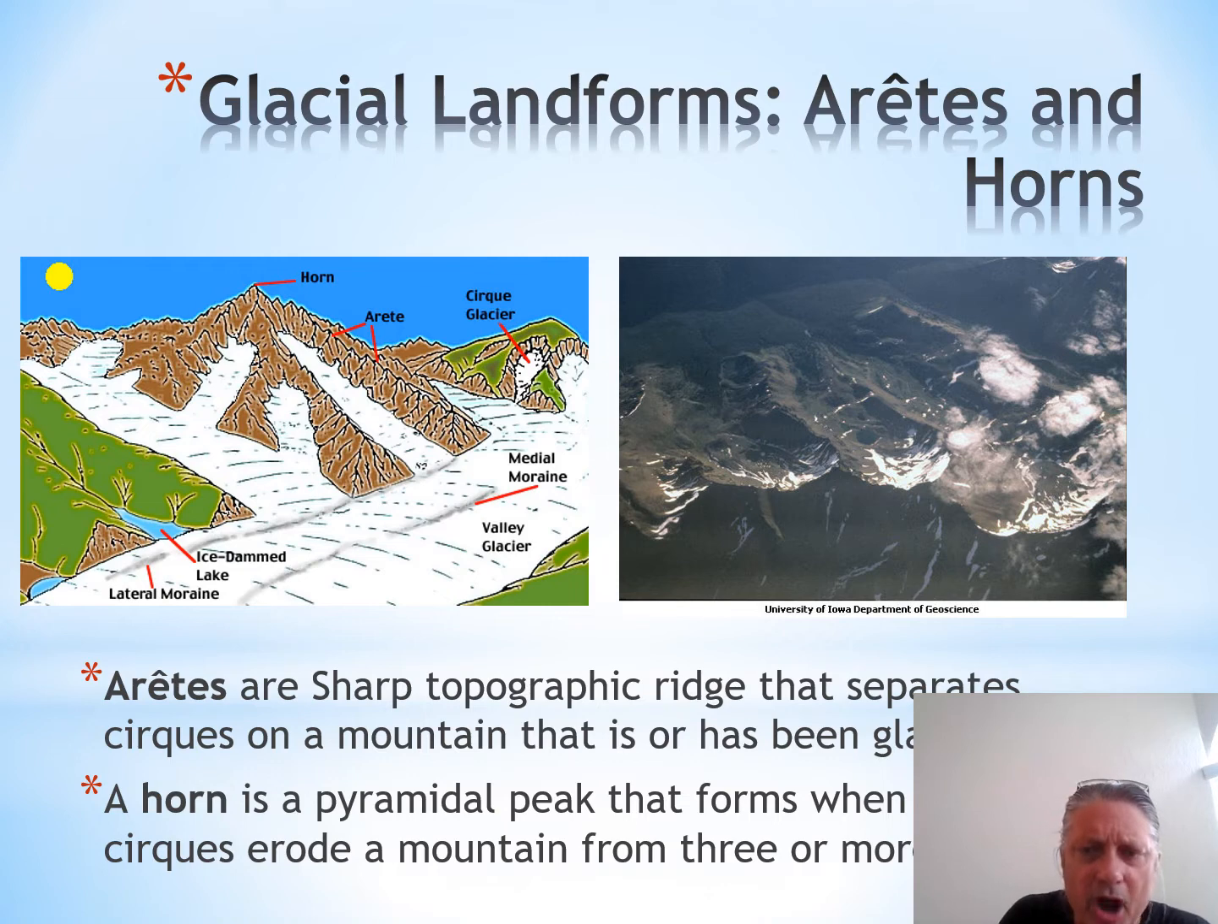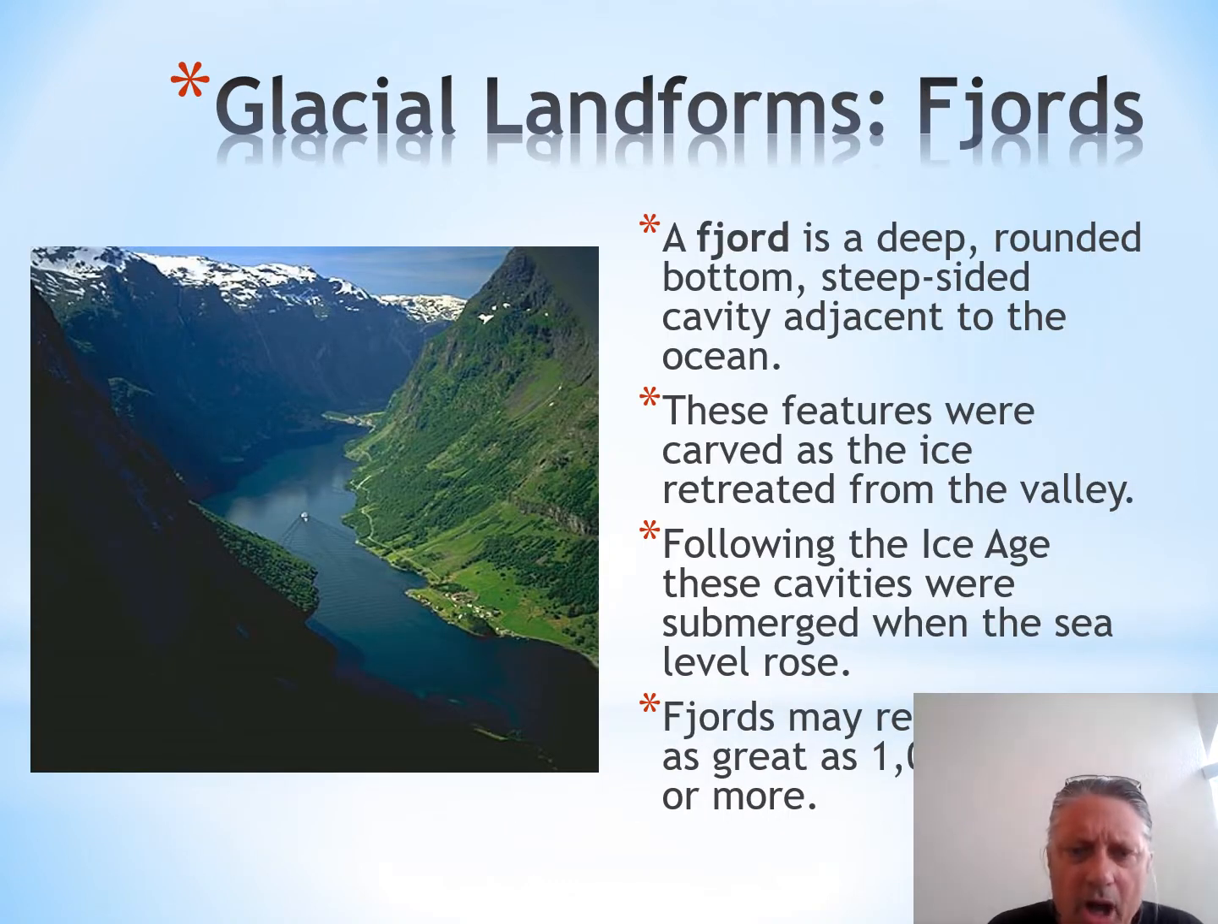Arêtes and horns are jagged glacial landforms at the peaks of these alpine mountaintops. Then you have your cirque and your valley glacier. The horns, the most famous ones that I know of are Grand Tetons National Park. Fjords are estuaries. As sea level rose, the bottom part of a glacial valley often filled, causing very deep estuaries that are called fjords, which is a Scandinavian term.